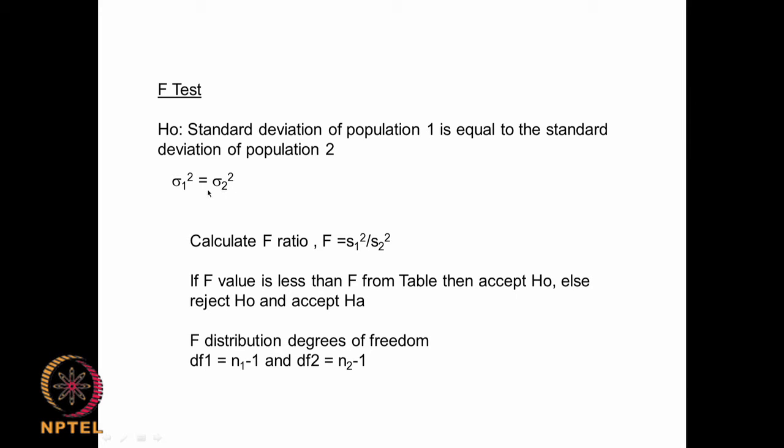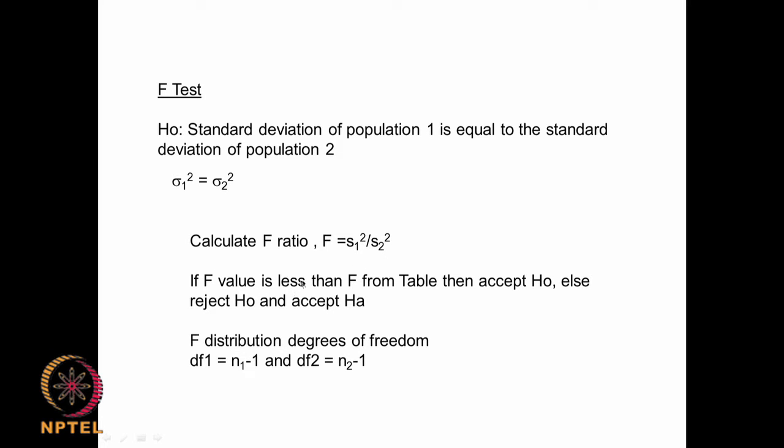Obviously the alternate hypothesis could be sigma 1 square is not equal to sigma 2 square. Okay. So, we calculate something called an F ratio, where F could be S1 square, that is variance of sample 1, divided by the variance of sample 2, and then of course again we go to the table. There is an F table.